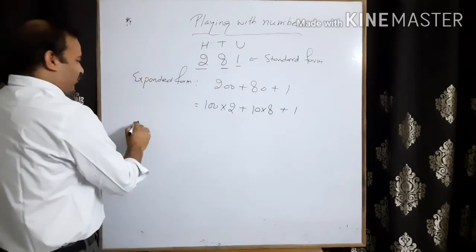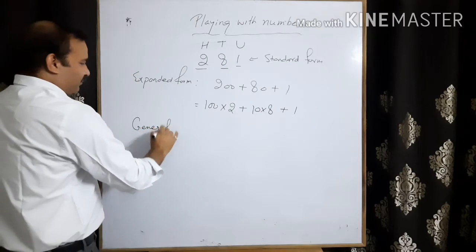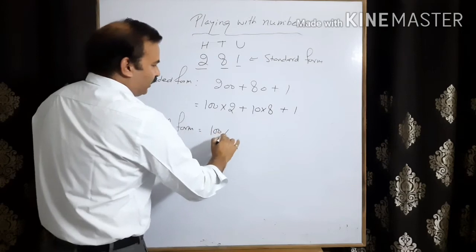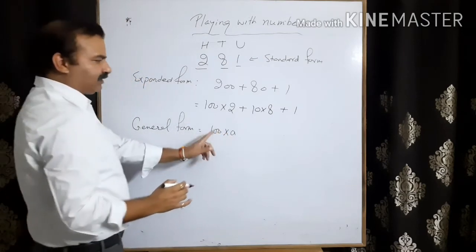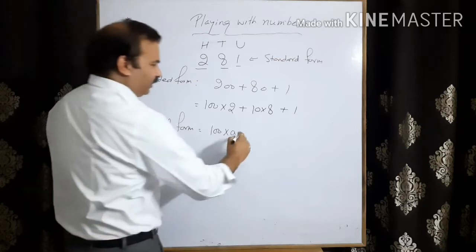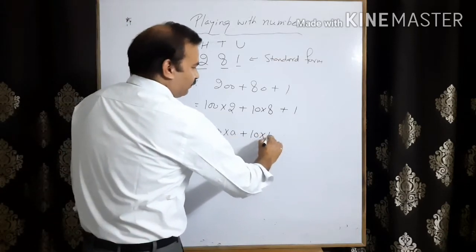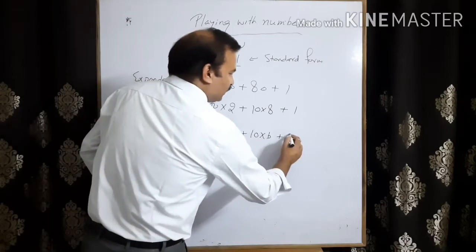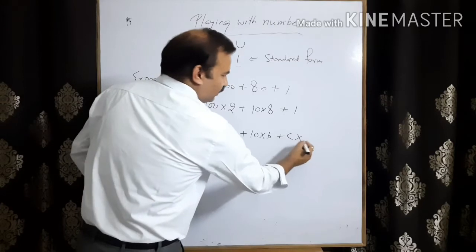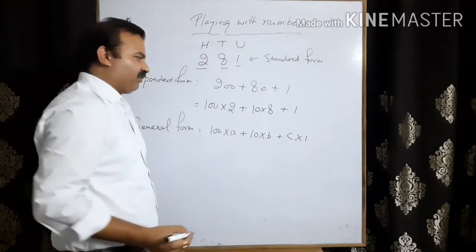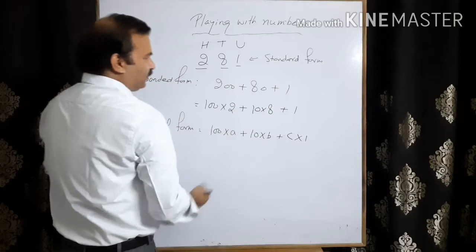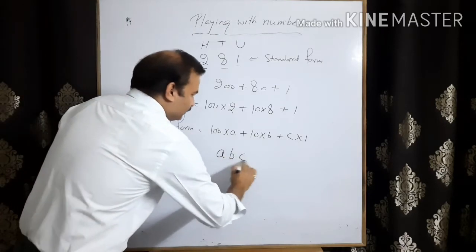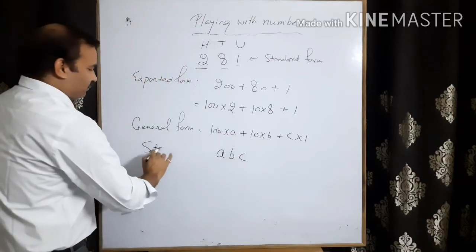If we talk about a general form, so 100 multiplied by a, that is the digit at the hundreds place because it is multiplied by 100. 10 multiplied by b, that is the digit at the tens place, and let the unit digit be c. You again multiply by 1, otherwise it will not affect. So when we combine, this is a general form, but in the standard form that will be written as abc. That is the standard form.